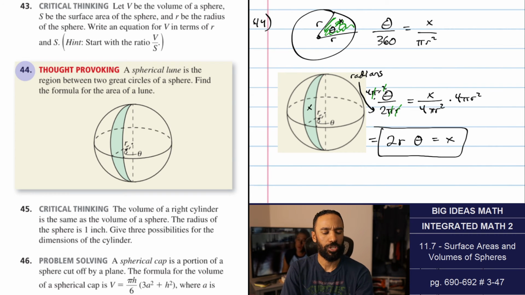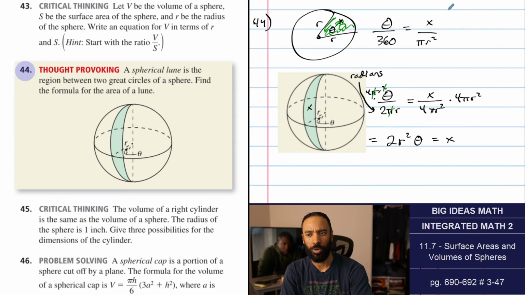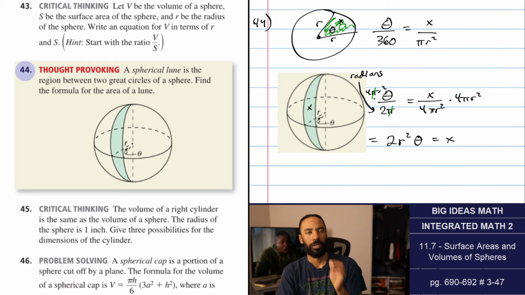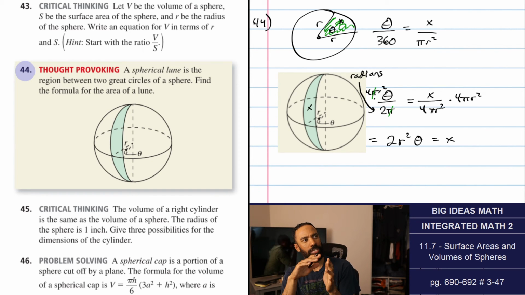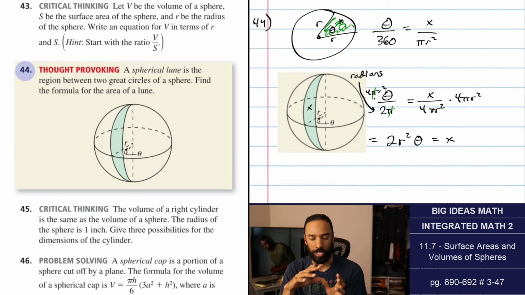No, 2 pi is still the radian measure. I don't think we'll use r there. So yeah, 2 pi is still a radian measure. This isn't about circumference distance. 2 pi is a radian measure. I should know better than that.